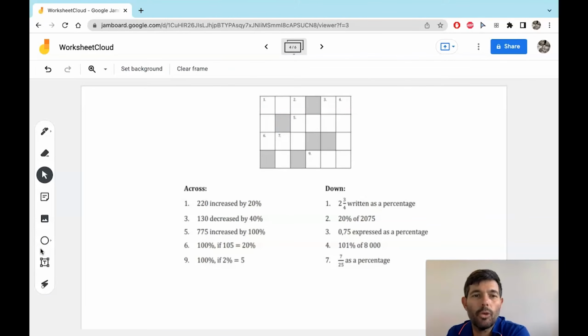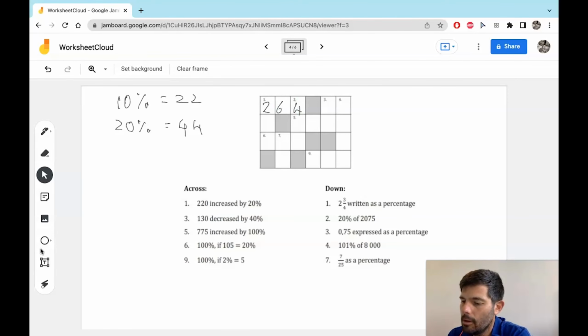220 increased by 20%, so I'm going to find 10%, which is 22. So 20% equals 44. And then I'm going to put that 44 on top of the 220. And 44 on top of 220 is 264. Okay, so there's my first one.